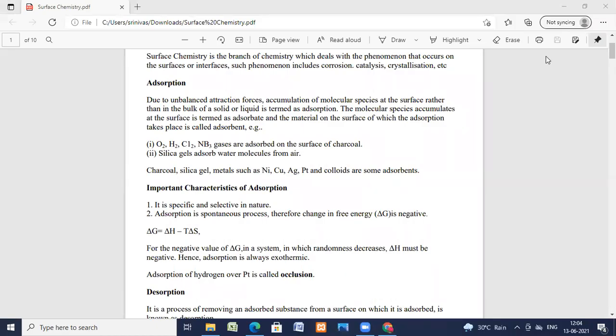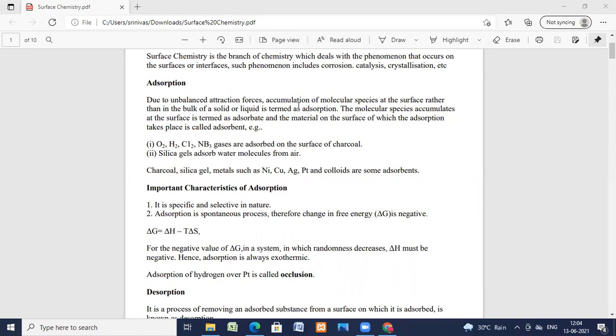Hello everybody. Today's learning objective is about surface chemistry. Surface chemistry is the branch of chemistry which deals with the phenomena that occur on the surface or interfaces. For example, you can take catalysis, corrosion, crystallization. All these come under the surface phenomena.